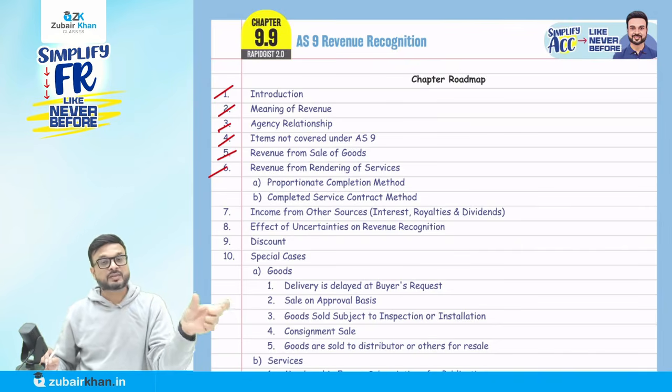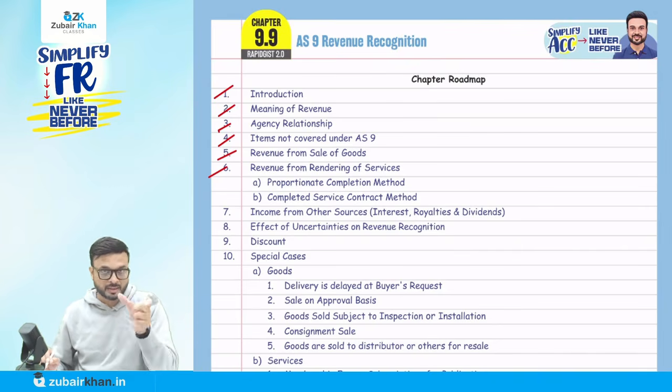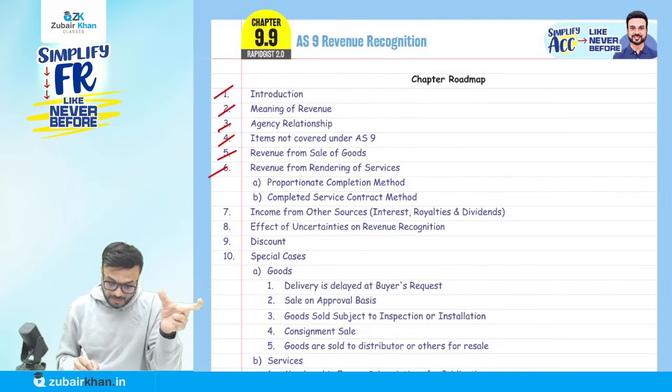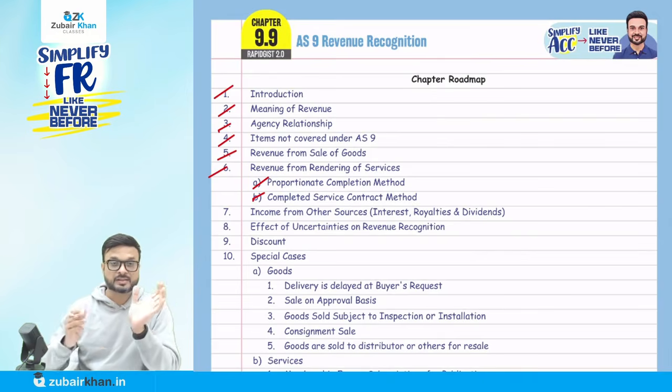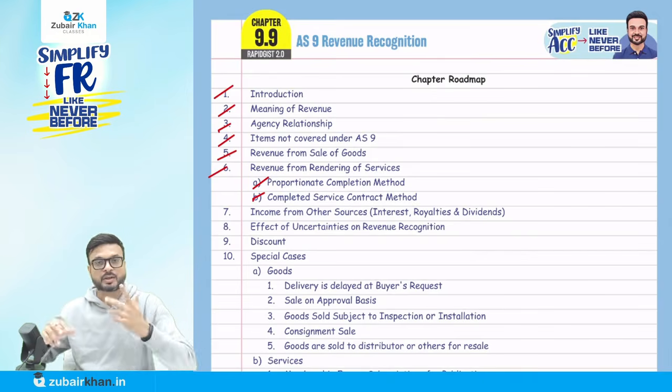So in proportion to the services provided, the same amount of revenue should be recognized. In the same proportion, revenue will be recognized. But in the case of the completed services contract method, it's a single act, like the doctor. Once substantially all the activity has been done, only then are we going to recognize the revenue.